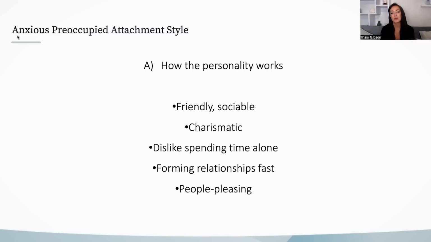So, first and foremost, some of the really common things you'll see is that anxious preoccupieds tend to be very friendly and sociable. They tend to be very easy to connect with. And again, this is because anxious preoccupieds tend to have this big abandonment fear from childhood because of that sort of inconsistency that comes with the parenting. And so they tend to constantly want to figure out how to maintain proximity and get closer to people.